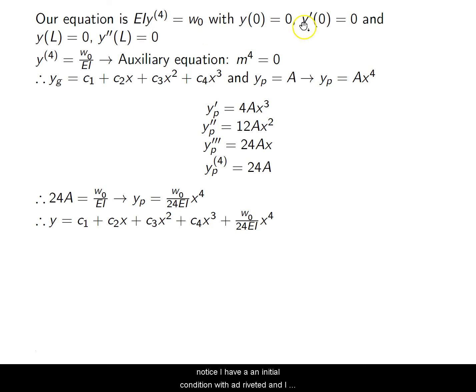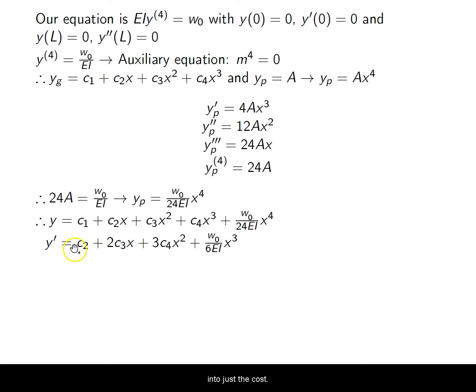So if you notice, I have an initial condition with the derivative, and I have a boundary condition with the second derivative. So I need to find at least up to the second derivative here. So I take the first derivative, c1 goes away, this turns into just a constant. I get this, and I get this. So remember, these are constant values, so all you're doing is differentiating this variable part, right?